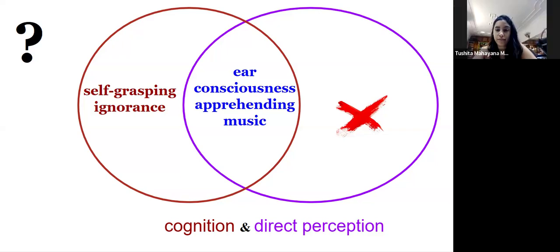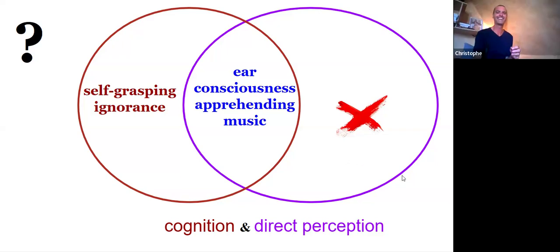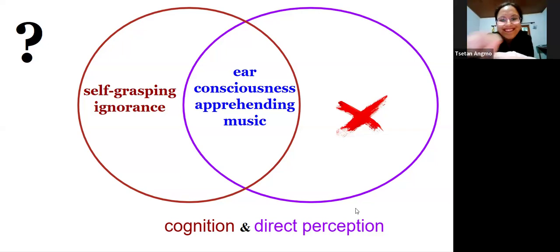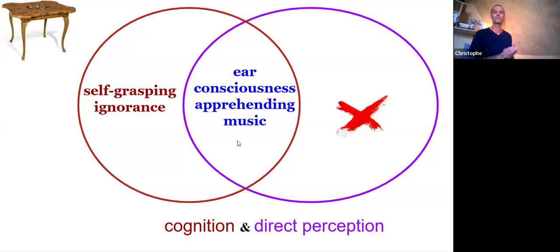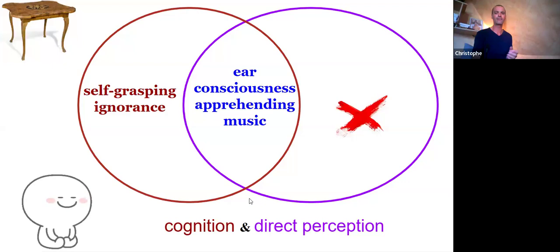Music. Table. Table, exactly. You saw my slides or you know my habits. Table with music, it works. Very good. So 3P between cognition and direct perception.